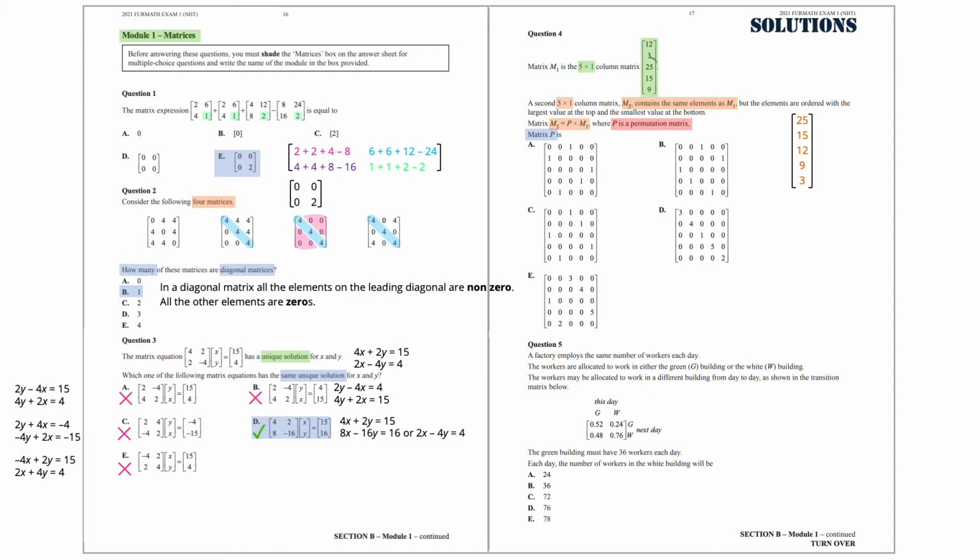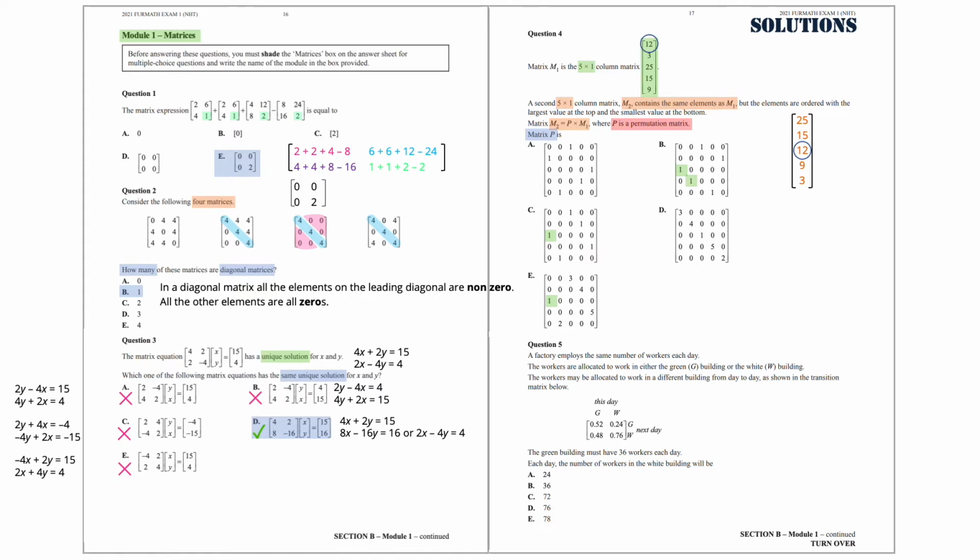Let's start with number 25, which moves from row 3 in matrix M1 to row 1 in matrix M2, which means that we need a 1 in row 3, column 1. Number 15 moves from row 4 in matrix M1 to row 2 in matrix M2. Therefore, we need a 1 in row 4, column 2. Number 12 moves from row 1 in matrix M1 to row 3 in matrix M2. Therefore, we need a 1 in row 1, column 3.